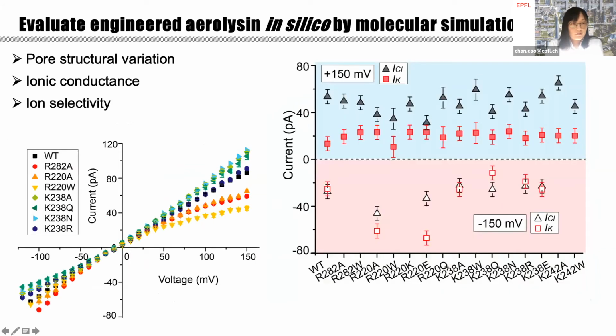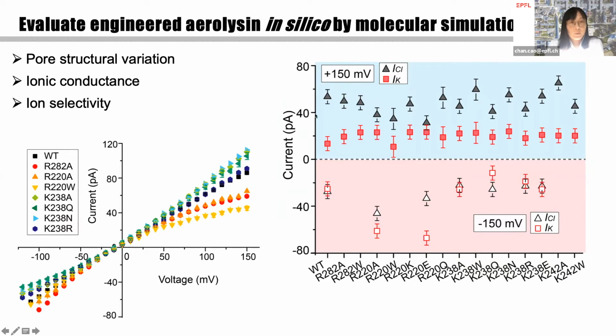So if you do the IV curve, this is a result from the experiment. You see all of the mutations at the top region actually make the current much lower than the other side. And the mutations at the bottom don't seem to change it that obviously, as here. So here there is a good point of MD, because we can separate the currents of chloride and potassium separately to evaluate what happened there.